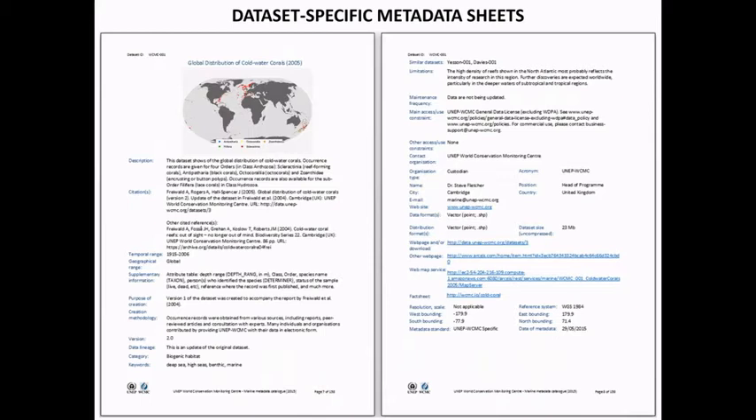This is an example of the kind of standardized metadata sheets that we produce at WCMC. These were included in the 2016 Global Data Reports and have been adapted for the 2018 versions too. As you can see, there are different fields for information on the datasets. Here, the dataset in question is one on the global distribution of cold water corals.